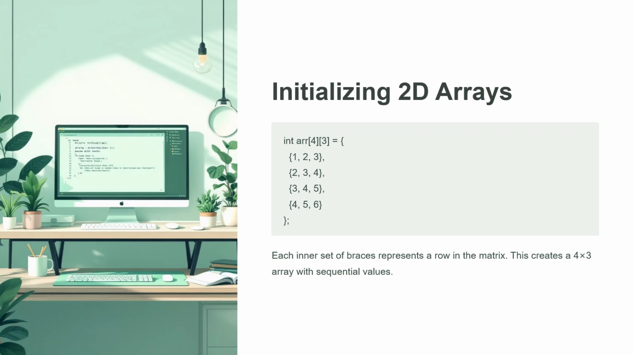So each row is an array itself, creating grids where array[i][j] accesses the element in row i and column j, which follows the pattern array[0][0], array[0][1], array[0][2], array[0][3], if it is a 4 by 3 matrix. In the initialization, each inner set of braces represents a row in the matrix, which creates a 4 by 3 array with sequential values.